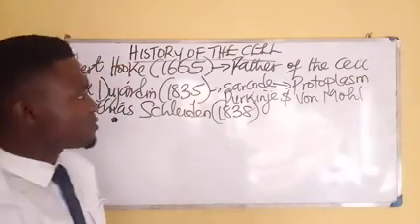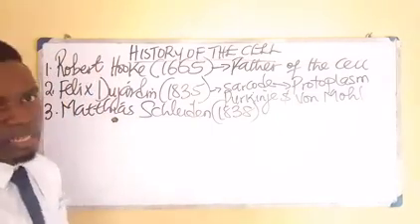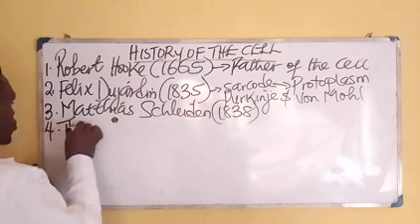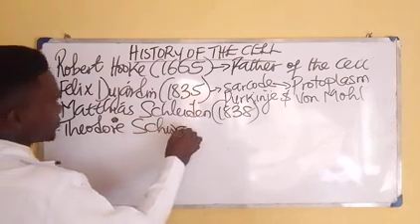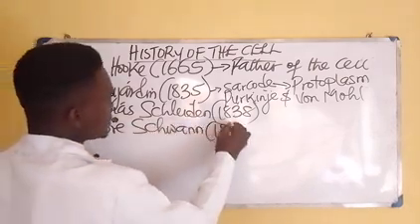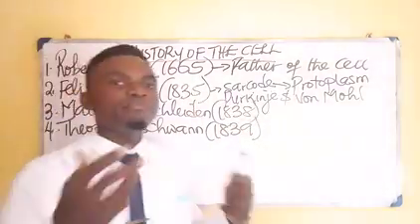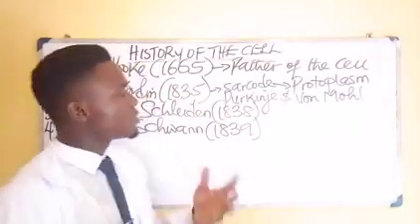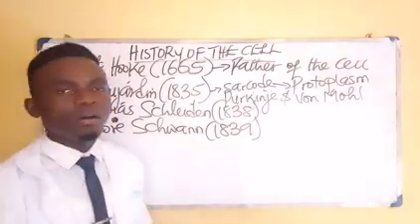Matthias Kleden stated that all plants were made of cells in the year 1838. All right. Then number four, we now have Theodor Schwann in 1839. It says that all animals were made of cells. He was a zoologist stating that animals were made of cells.